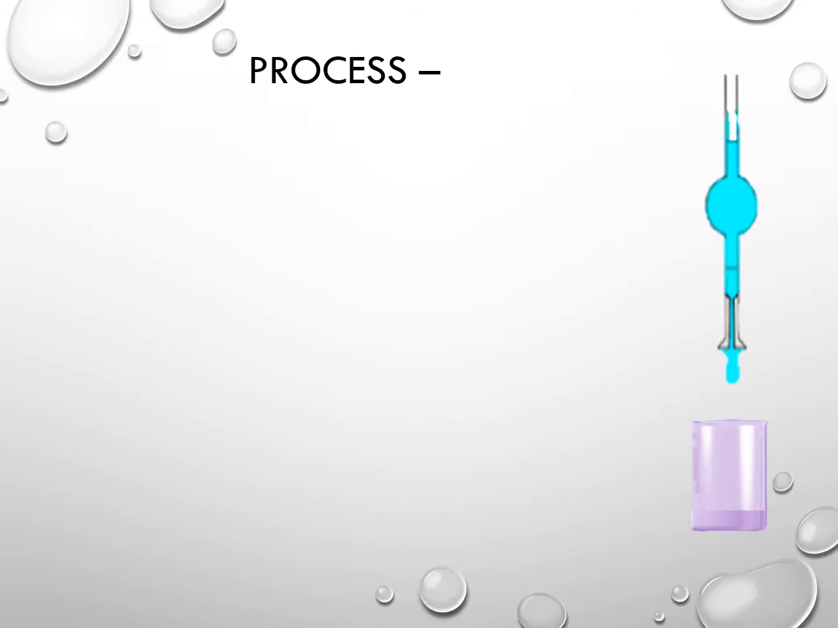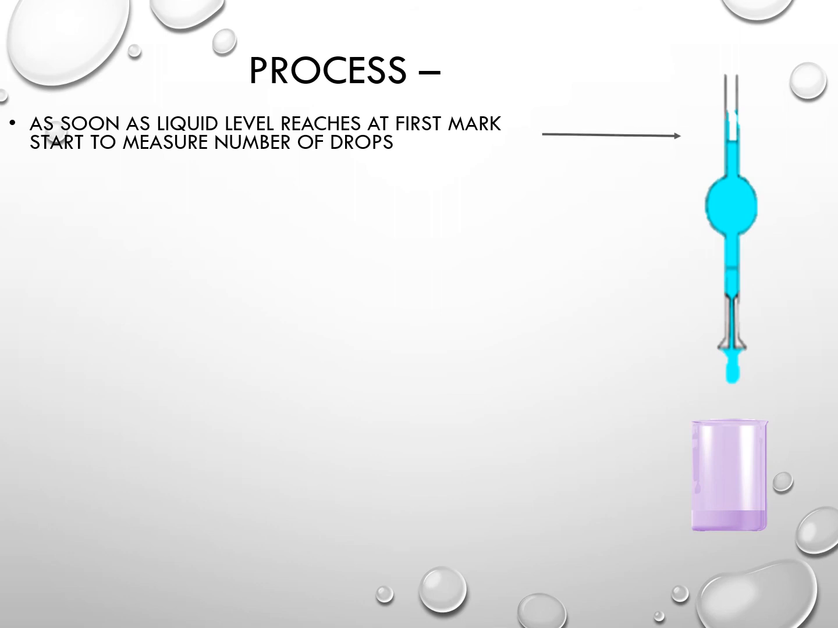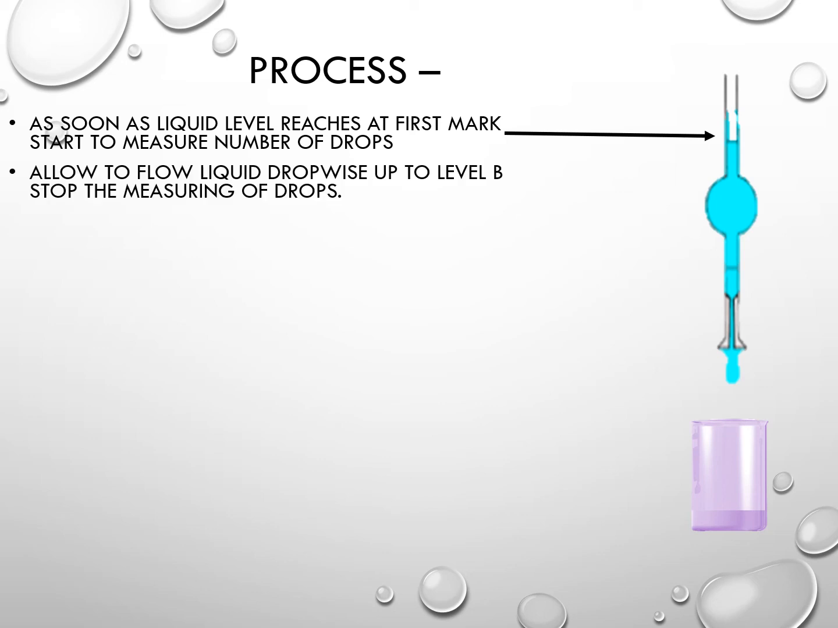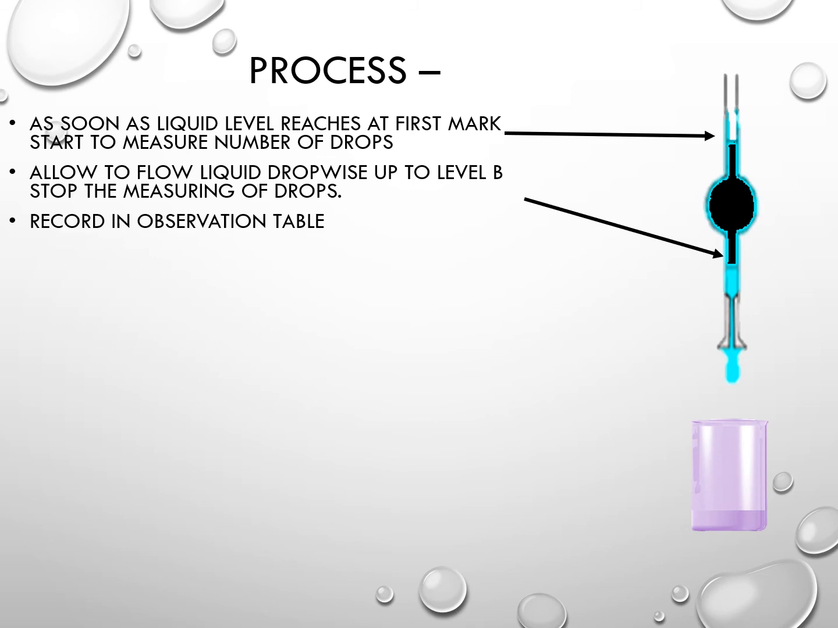The process can be shown like this. This is the stalagmometer attached here. As soon as the liquid level reaches the first mark, that is level A, start to measure the number of drops. Allow the liquid to flow dropwise up to level B. Stop measuring the drops once it reaches level B. Record the number of drops in the observation table.